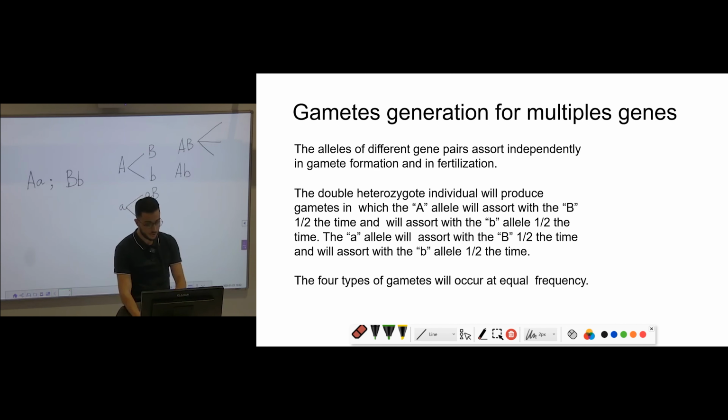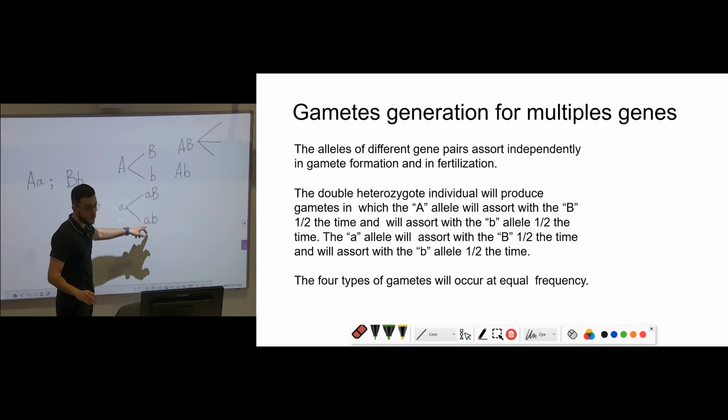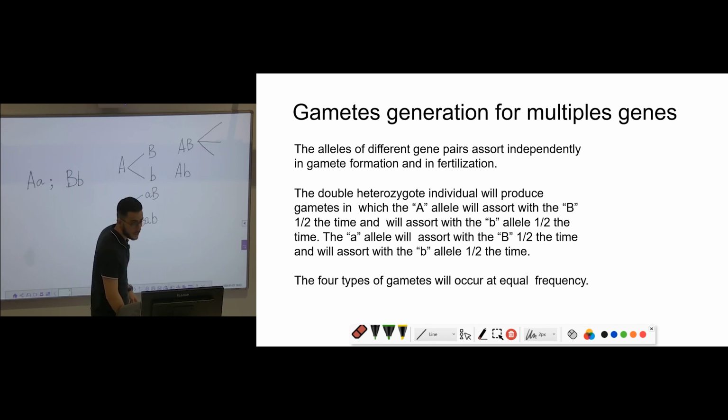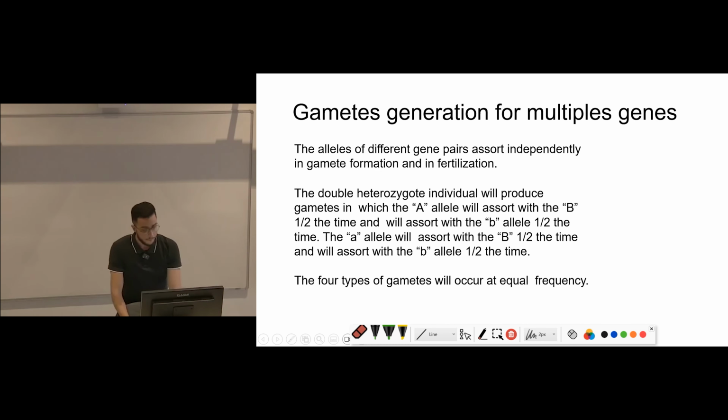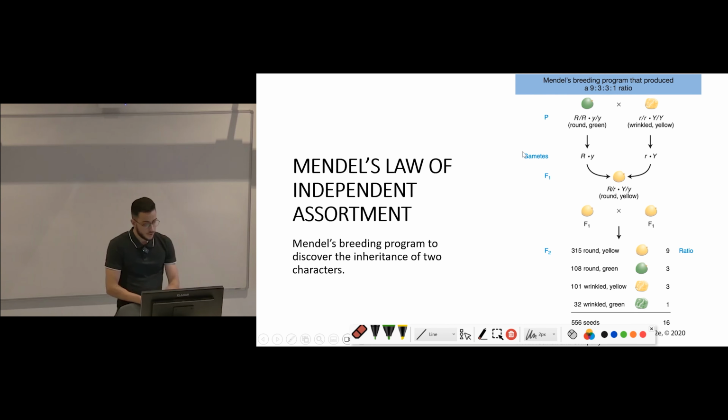One thing that's important is that the 4 gametes that are produced here will occur at equal frequency. That's rule number 1, the law number 1 of Mendel. And law number 2 is independent assortment, which means this one can assort with this or that, and this one with this or that. Make sense? Okay, let's go back to this.